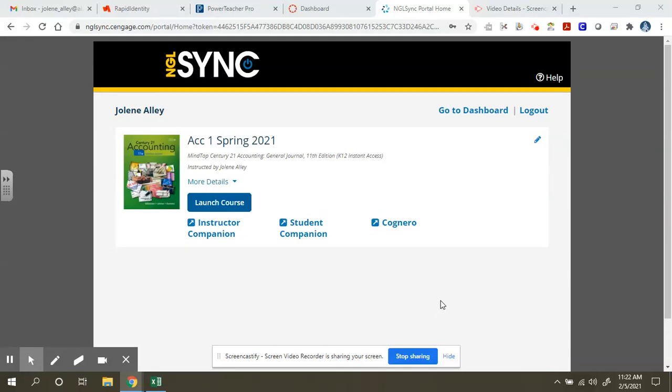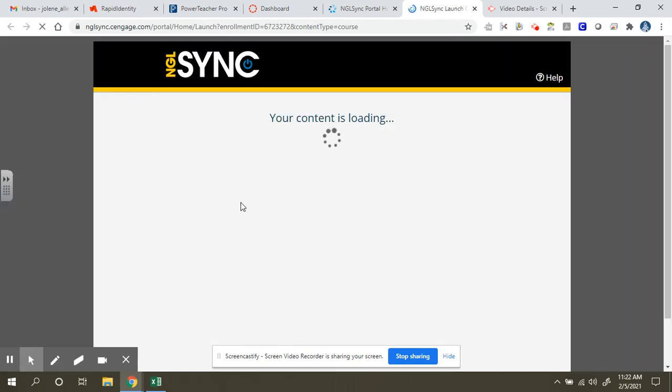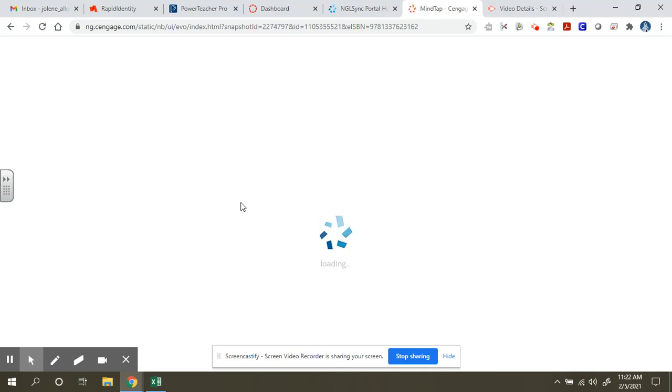Once you log into MindTap, you come up to this screen that has the green textbook, and you will click Launch. Today we are in the middle of Chapter 2, and it's 2-2 that we're going to. So Chapter 2, Section 2.